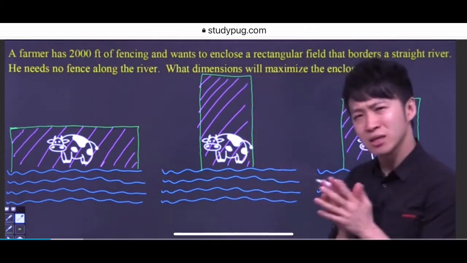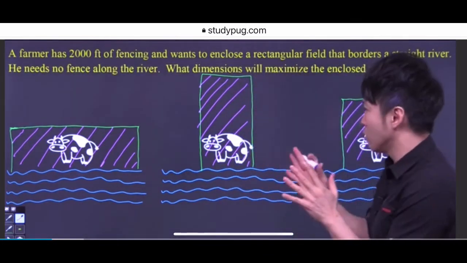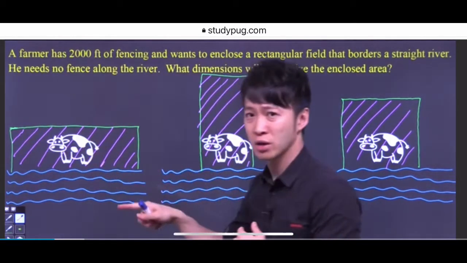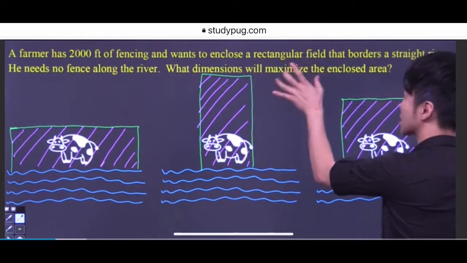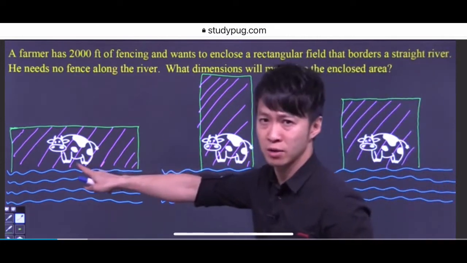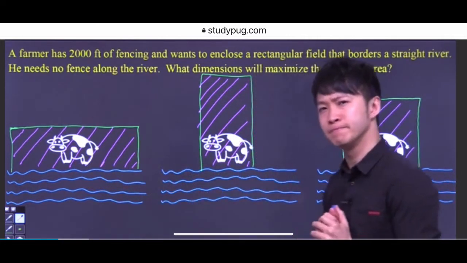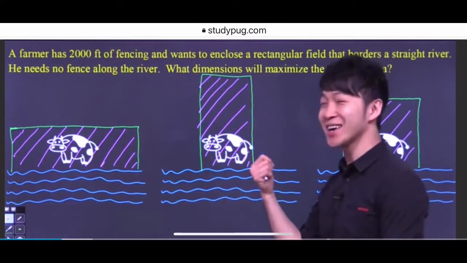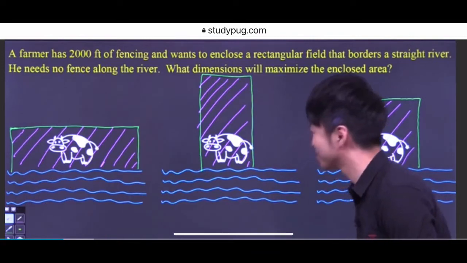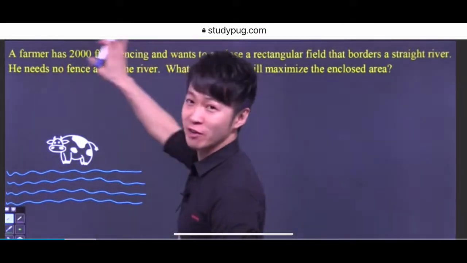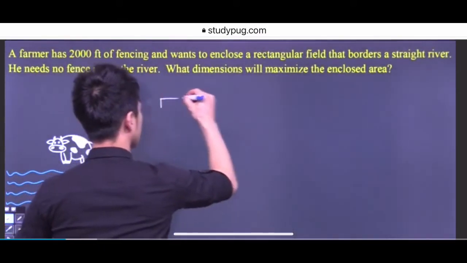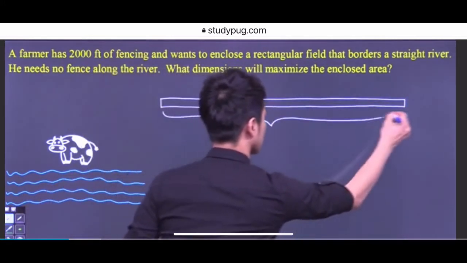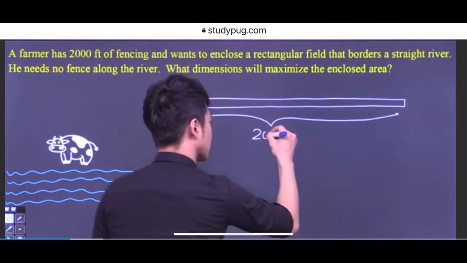So the question now asks us: how should the farmer design the dimensions, the length and width, in order to have a maximum enclosed area? Hopefully the farmer knows a bit of calculus so that he can figure this out easily. The farmer has 2,000 feet of fencing.